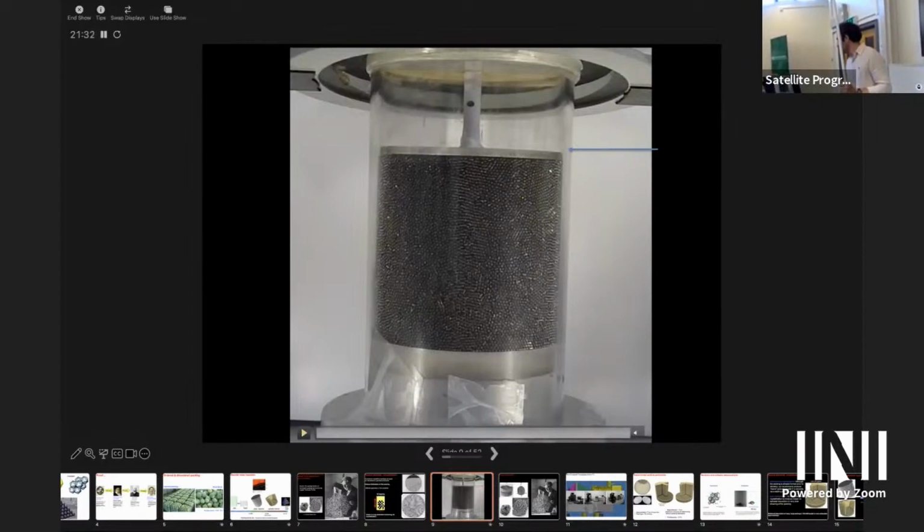Right. So yeah, it's a cylindrical geometry, and we have about 300,000 grains in there.